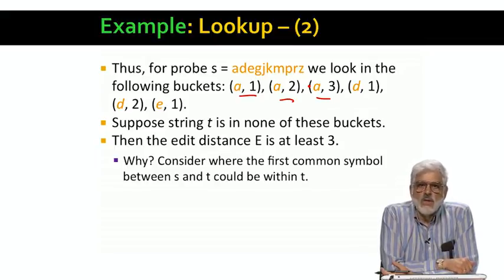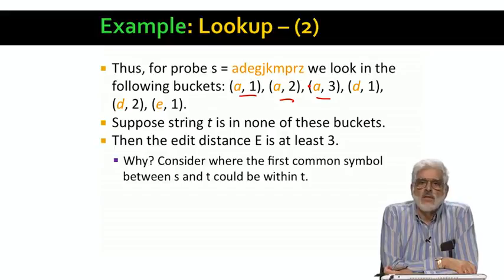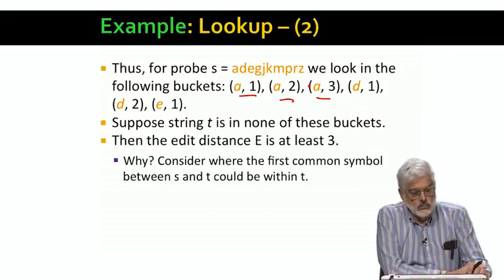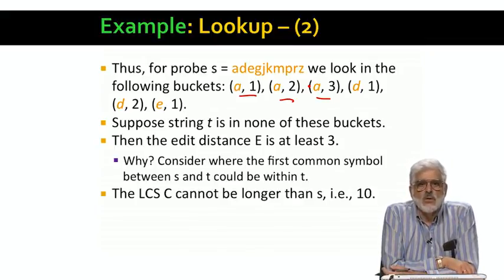And similarly, if S and T share E but not A or D, then E is at least 2 symbols back in T, and we can identify A, D, and the first symbol of T as symbols not shared. And of course, if the first symbol S and T share is after E, then A, D, and E are not shared. And the LCS of S and T cannot be longer than 10, because that is the entire length of S.